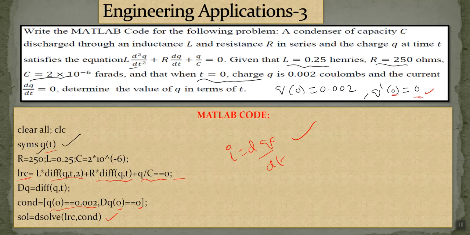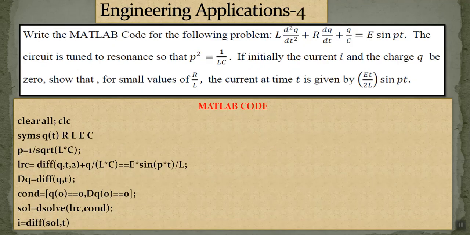Okay. Now coming to the fourth engineering problem, same procedure, similar procedure, some conditions are also given, same methodology. Here the applied voltage is E into sine pt. Here I am dividing through by L, which is actually not required, you can directly solve it. Initial conditions are also given: Q of 0 is given, and dQ by dt is also given. Same as the previous problem, you will get the same solution.